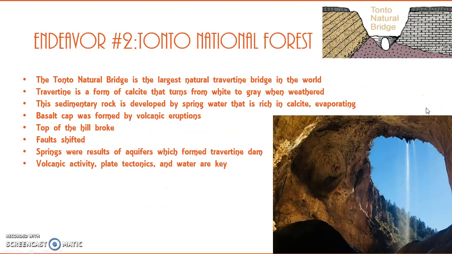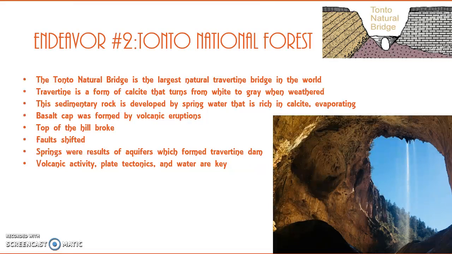The next place I decided to go to was the Tonto National Forest, and specifically the Tonto Natural Bridge. So this bridge is actually the largest natural travertine bridge in the world, and I had to look into it. Travertine is actually a form of calcite that turns from white to gray when it gets weathered. And this sedimentary rock is developed by spring water rich in calcite evaporating. There was also a basalt cap that was formed on top of the entire formation by volcanic eruptions.